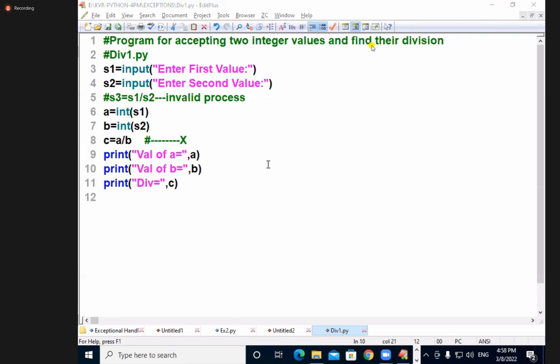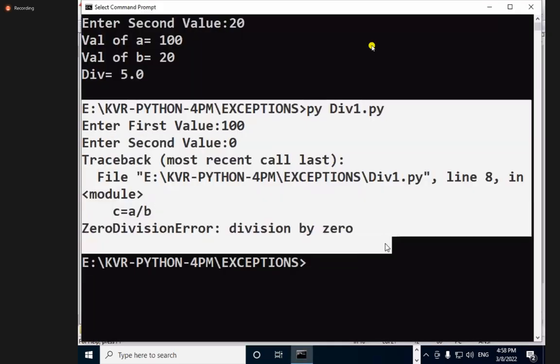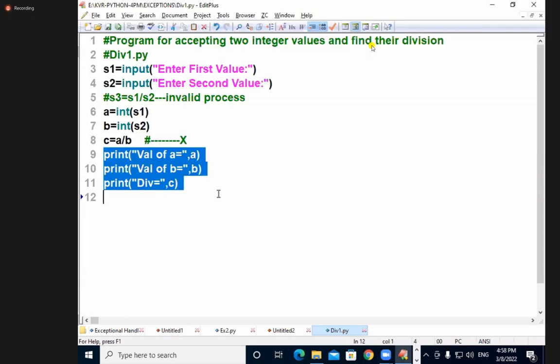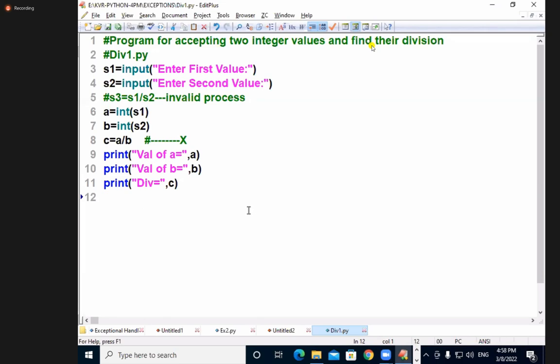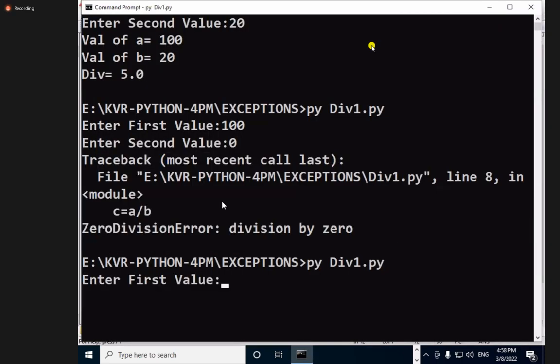Okay. So is my program successful or not successful? That means in line number 8 only the problem is coming. Are other statements executing? No, not executing, students. Go, now execute once again.